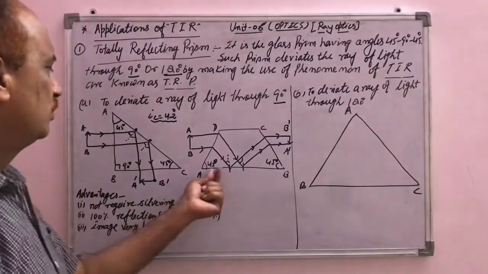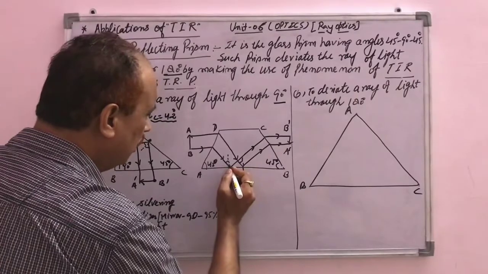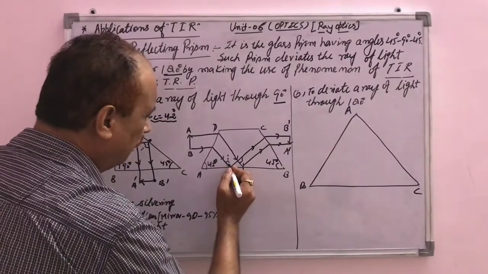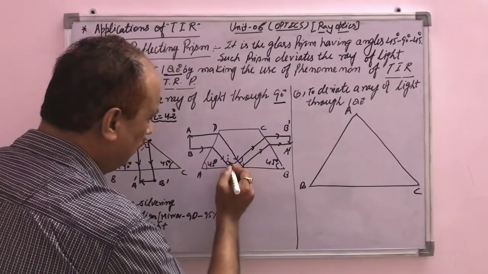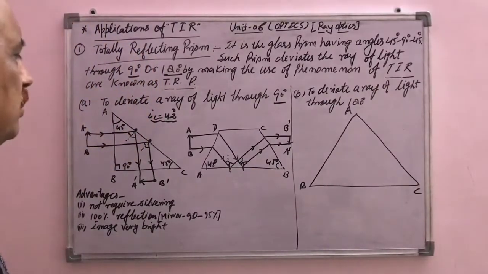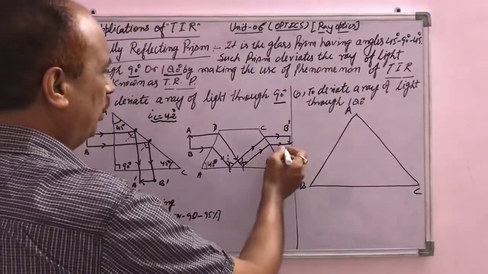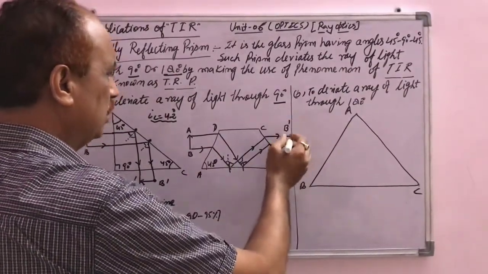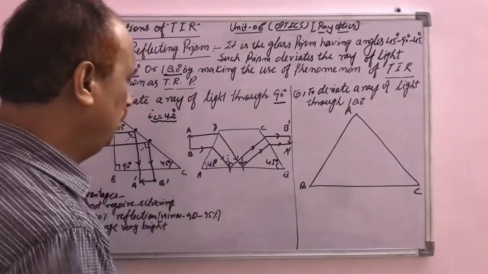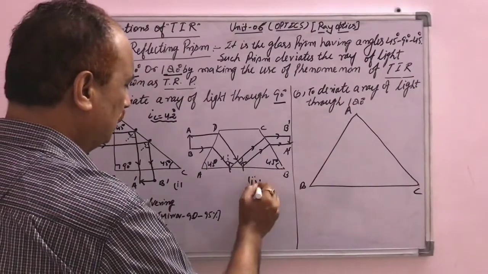Similarly here, there is a change of angle of 45 degrees, but the total angle is equal to 90 degrees. So we can say it is a deviation through 90 degrees, and the image is formed at the point A dash B dash. So A dash B dash is the image of AB. It is the second case, when the image is formed through the trapezium.